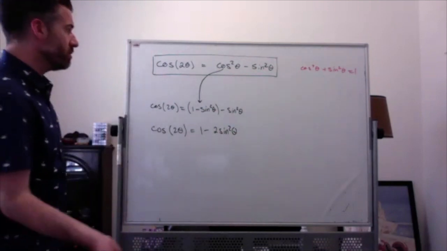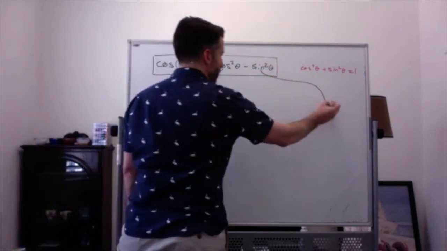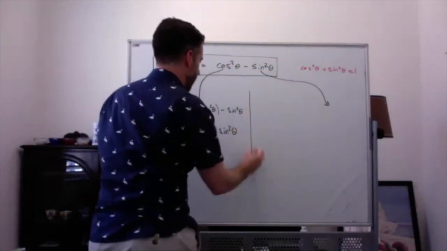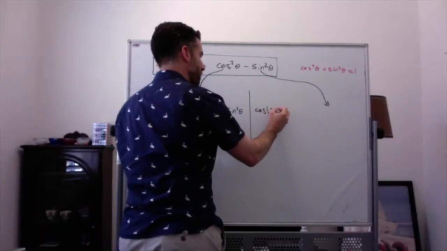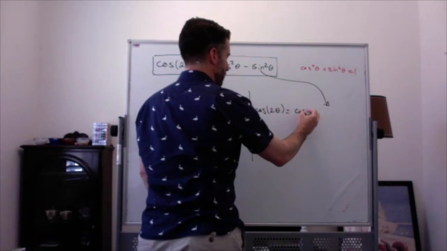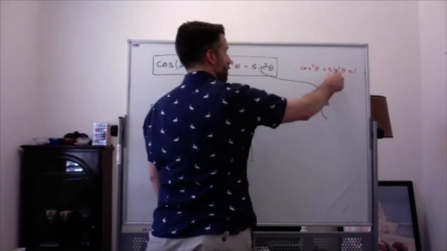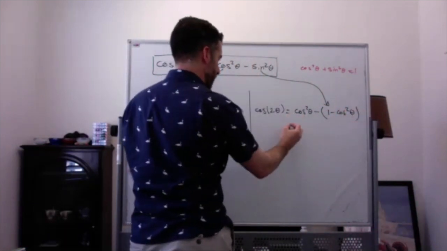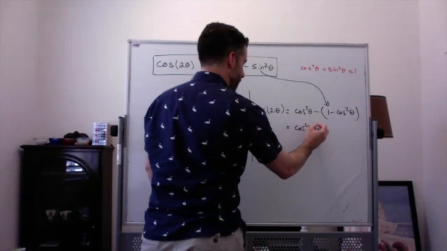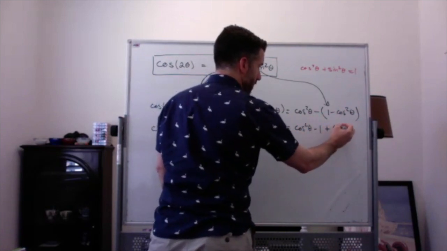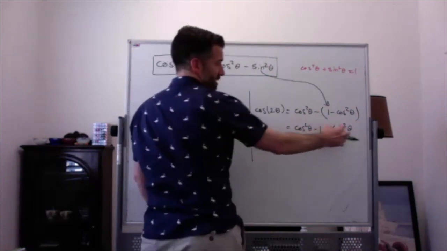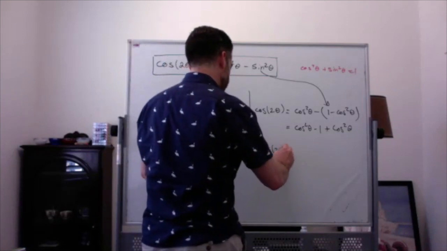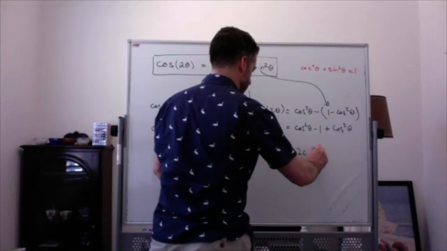And then the other version, you can replace the sine squared with, well, if I solve for sine squared, it's 1 minus cosine squared. So I can say that cosine of 2 theta is equal to cosine squared theta minus sine squared, which is 1 minus cosine squared. I can distribute the minus sign and get cosine squared theta minus 1 minus is plus cosine squared theta. And then cosine squared theta plus another cosine squared theta is 2 cosine squared theta. So I can say that cosine of 2 theta is equal to 2 cosine squared theta minus 1.